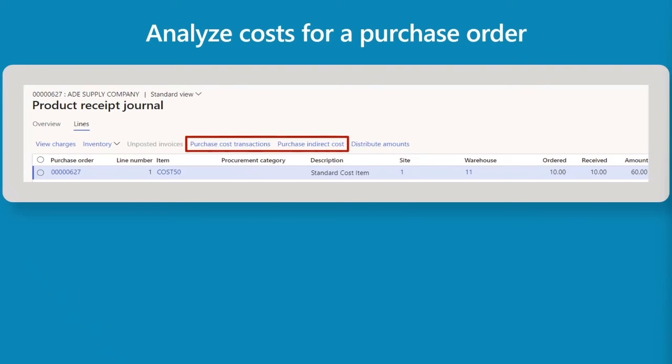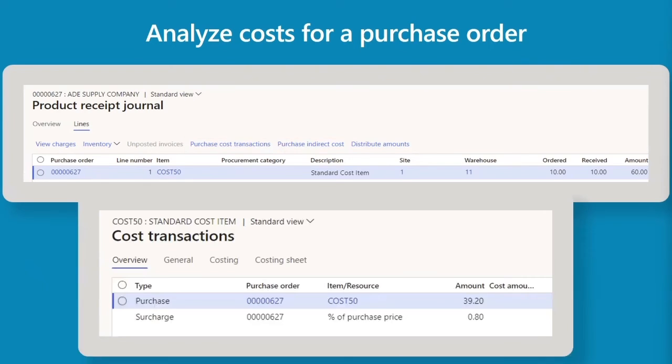Here, you can view the details about the cost in one of 2 ways. By clicking the Purchase Cost Transactions button, which will show both the standard cost and indirect cost transactions for the PO, or by using the Purchase Indirect Cost button, which will only show the details of the indirect costs. For this example, we have clicked the Purchase Cost Transactions button. Here you can see 2 rows, one for the purchase cost of $39.20 and one for the indirect cost, which is 2% of the purchase price at 80 cents.